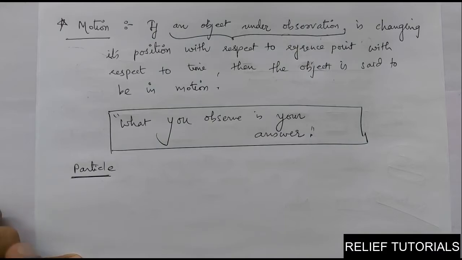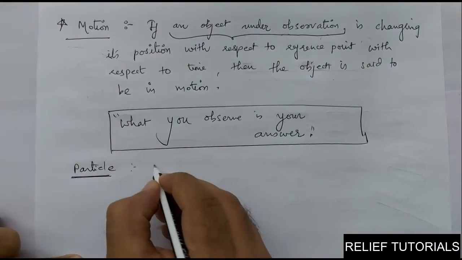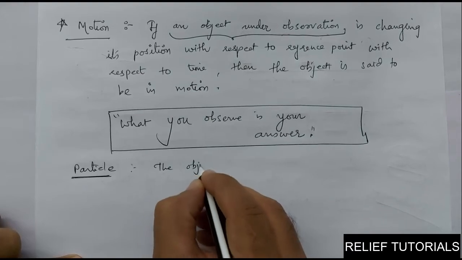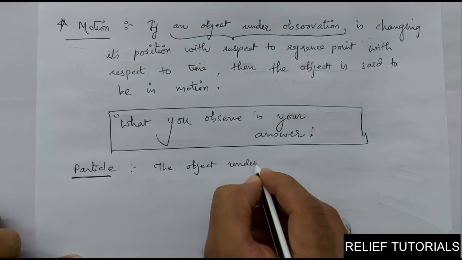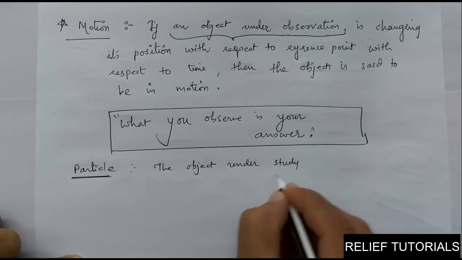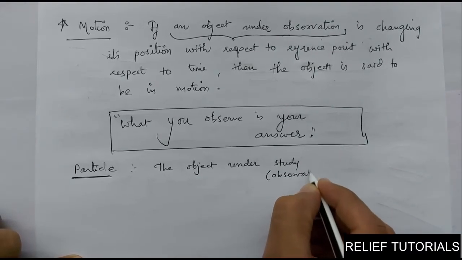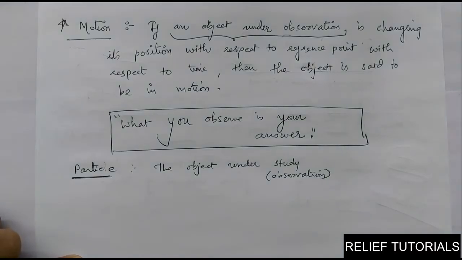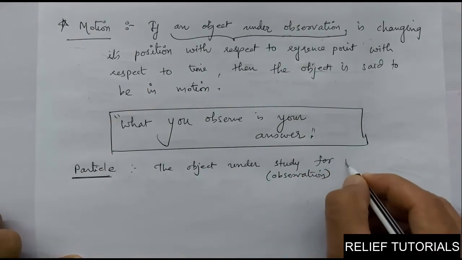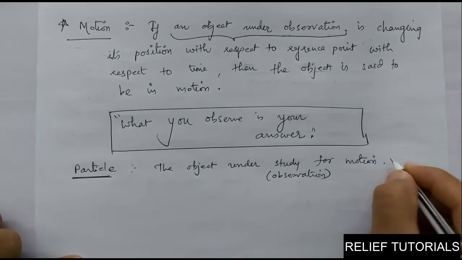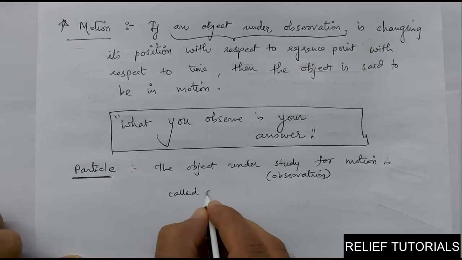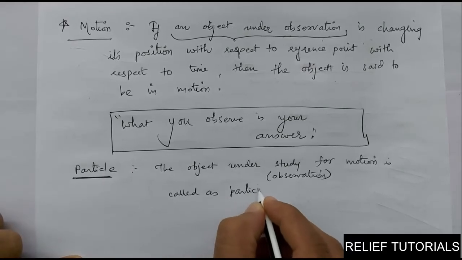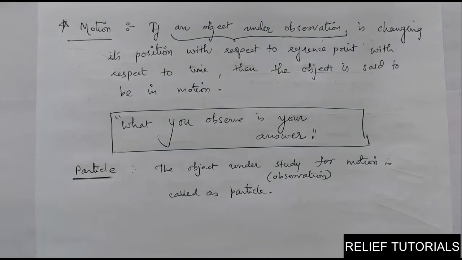No. In physics, particle means the object under study or object under observation. So object under study for motion is called as particle. Each and everything said to be particle. Even you are a particle according to physics. Even I am a particle under observation. For example, in that example, cow was under study. So cow is said to be particle.